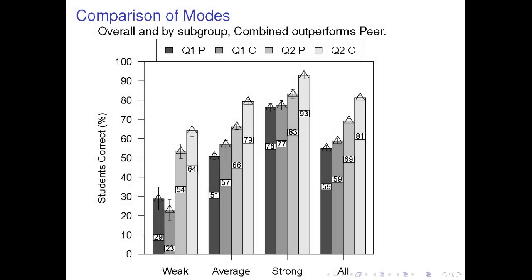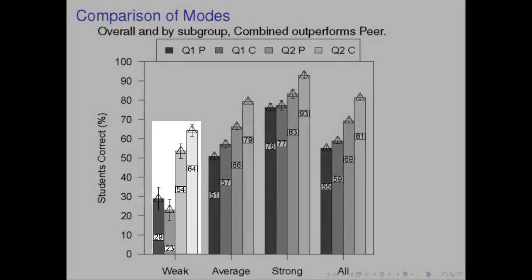So, to show some of my results here, the y-axis is showing percentage correct on these questions. I've broken the responses down based on the subgroup of students. So I've got weak students, average students, and strong students here, and then overall students on the extreme right of the graph. Within each set of bars, I'm comparing the peer-only mode and the combined peer and instructor mode. Let's focus on the left set of bars here.